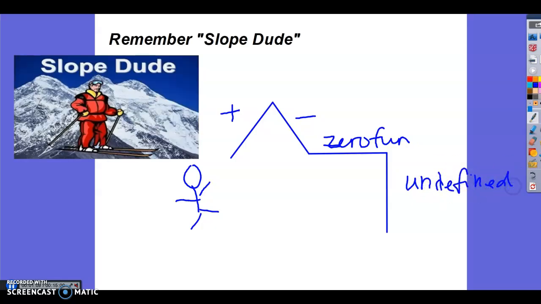But then he starts to fall off the cliff, and he says the worst curse word in math ever, undefined. So, from left to right, going uphill, puff, puff, positive. Going downhill, nice, negative. If you hit a flat area, a horizontal line, zero fun, the slope is zero. And if you have a vertical line and you fall off the cliff and you're going down, you say undefined.